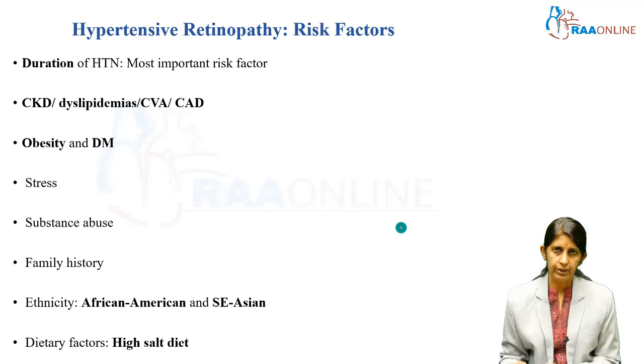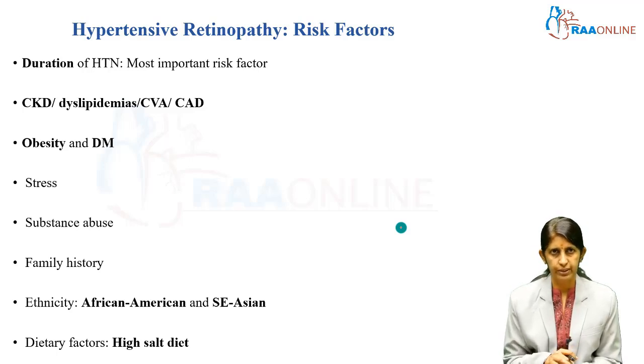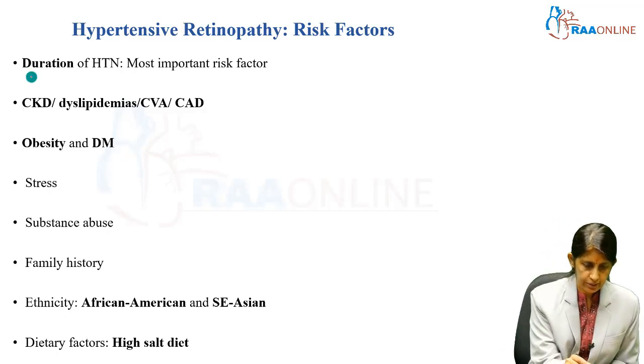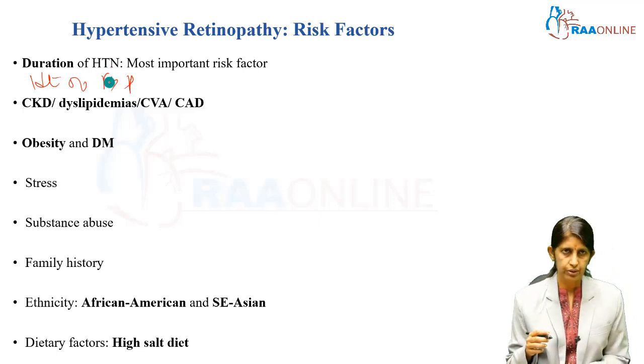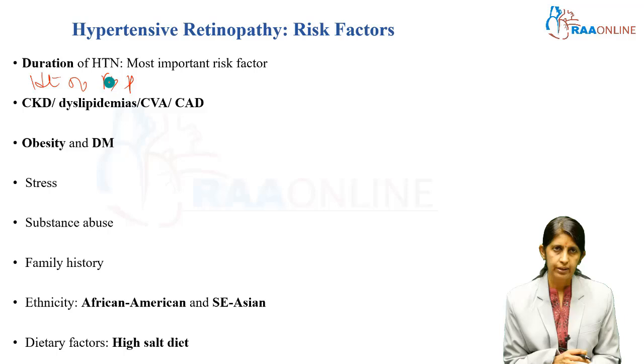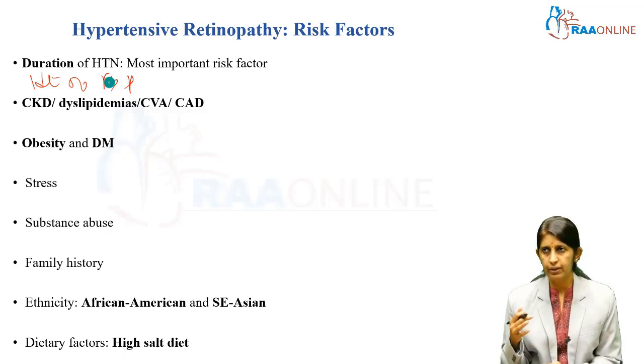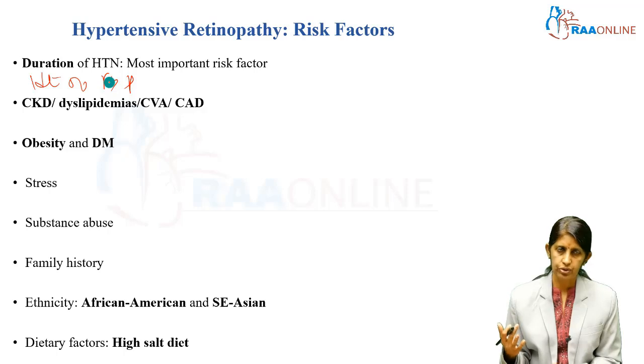So, the hypertensive retinopathy risk factors: the most important risk factor is the duration of hypertension and also the height of BP. So, the amount of elevation of the blood pressure and the duration of hypertension are very important for us to see. Even if the patient comes to check his eye for his hypertensive retinopathy screen, we should go back and ask for a history of how long the hypertension has been present.